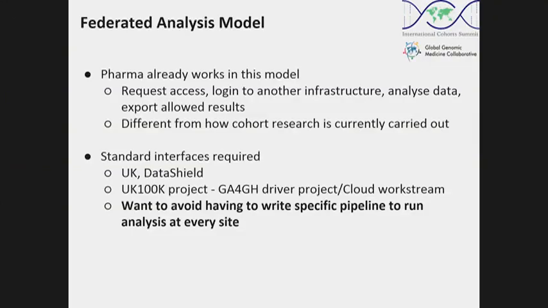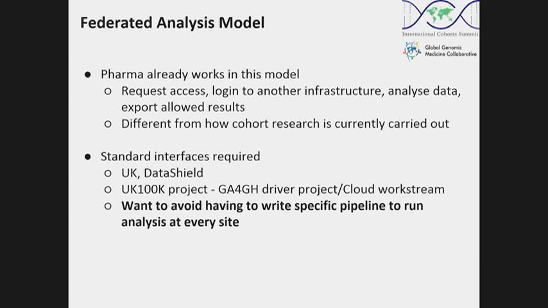And we said that this federated analysis model, we had examples in our group where pharma is already working in this model and has been working this way for quite a while, where you request access, you log into another infrastructure, you do your analysis in that infrastructure, and then you export whatever results you're allowed to export. Some of the cohorts already work that way, but for a large part, the current cohort research is not done in this manner.